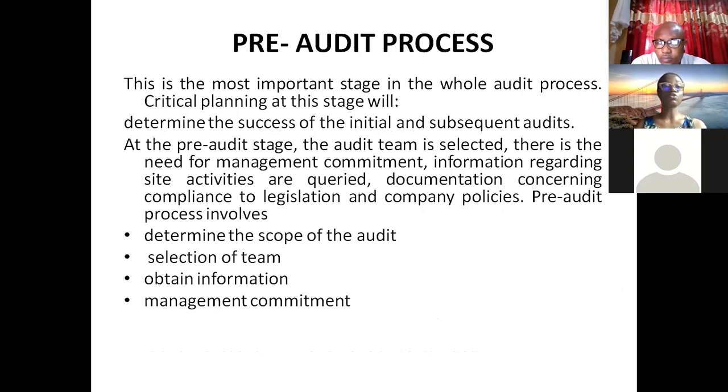This is the part where you choose the team, you identify the reason for doing this audit, you gain documentation, then site activities are queried, then compliance to legislation and company policies. This is a stage where you gain all this information. So the pre-audit process involves determining the scope of the audits, the selection of the team, obtaining information, and management commitment. In the next few slides, I will be explaining these 4 processes of the pre-audit process.